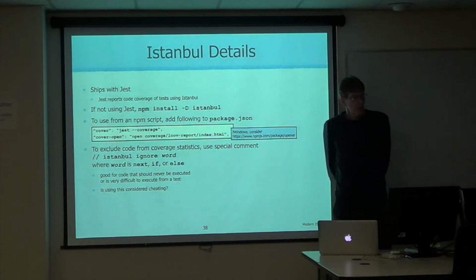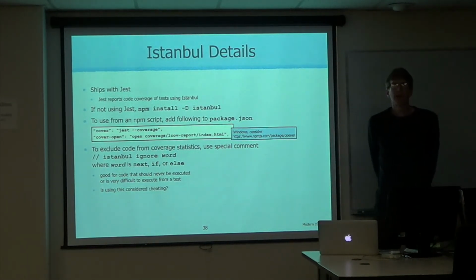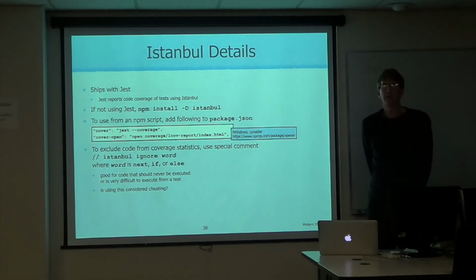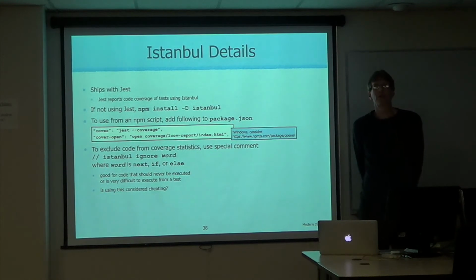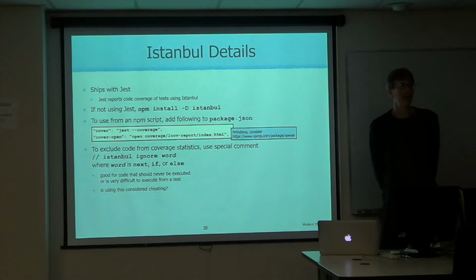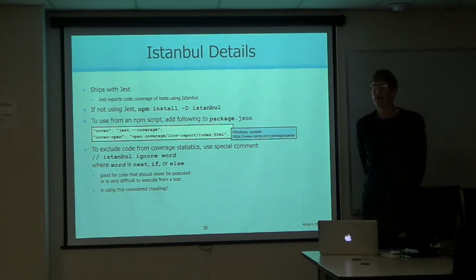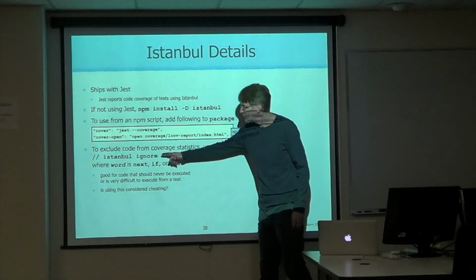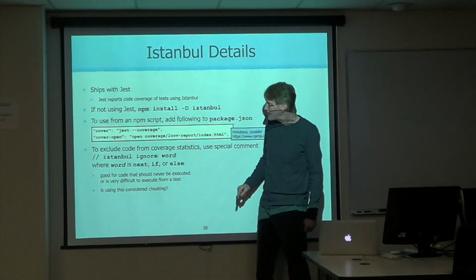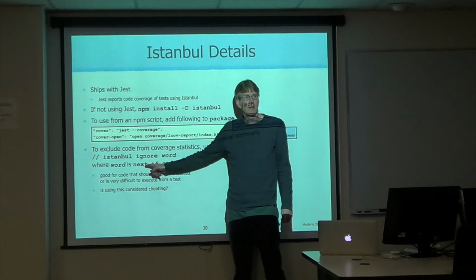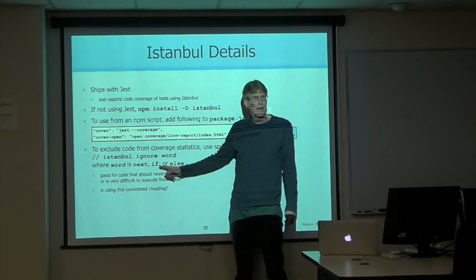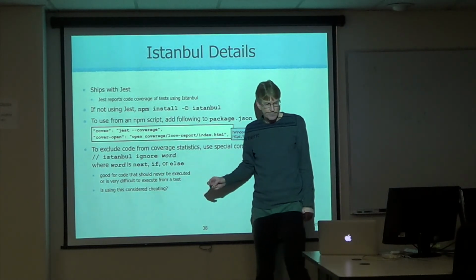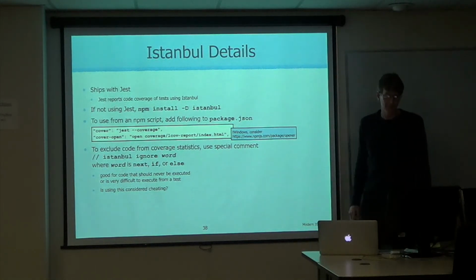There are some cases where you might have some code that you think doesn't deserve to be counted in your test coverage. Like, this case should never really happen. It's in there just in case, but really this should never happen. And I don't want to be dinged on my code coverage because of that. So I can put in a special comment in my code, Istanbul ignore, and tell it to ignore the next line, or ignore the next if branch, or the next else branch. And then it won't count against you.